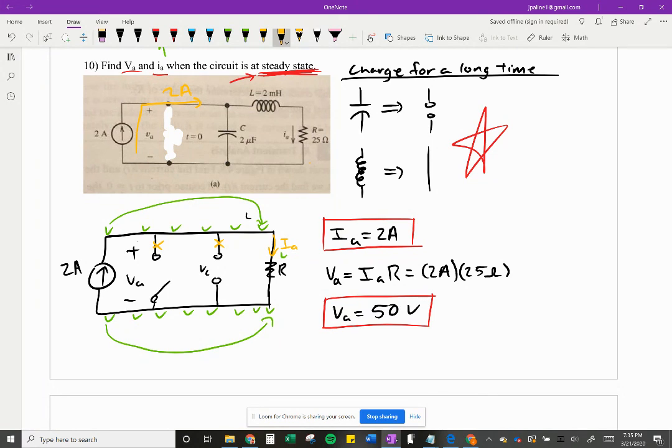And we know that current can't travel down an open wire. So this current will just loop around through here. So the current I of A passing through will just be 2 amps. Okay.